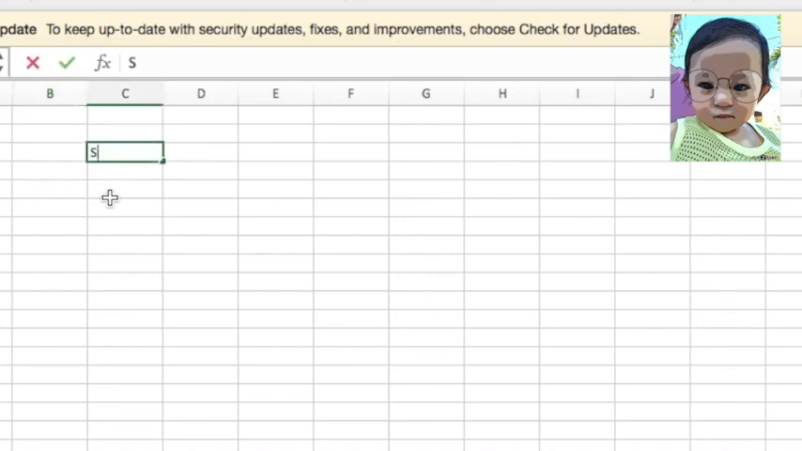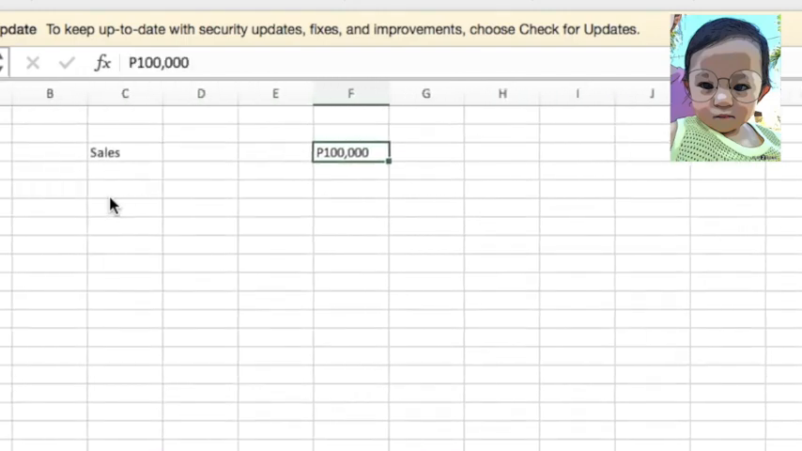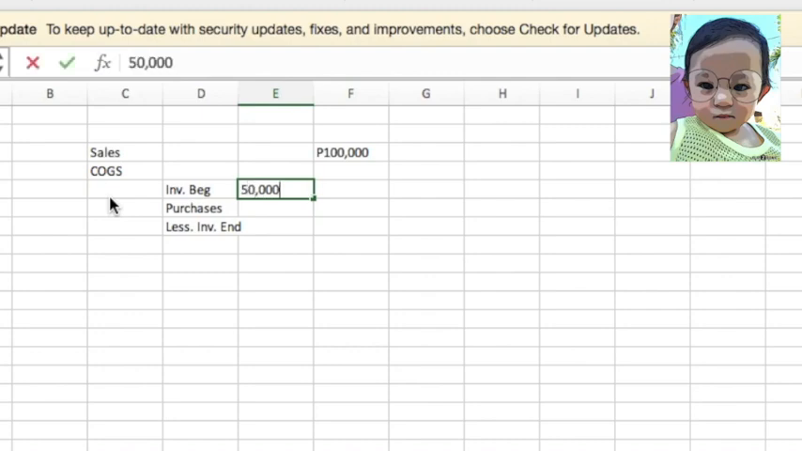Let's say we have sales of 100,000. Then cost of goods sold starts with inventory beginning, purchases, less inventory end. Let's say this is 50,000, 150,000, and 30,000. Let's change sales to 300,000. So your cost of goods sold would be inventory beginning plus purchases minus inventory end.